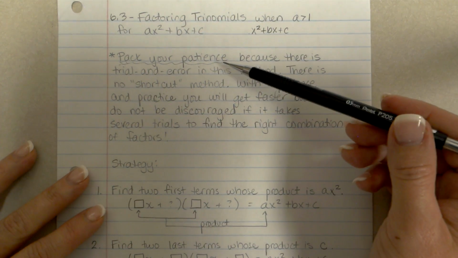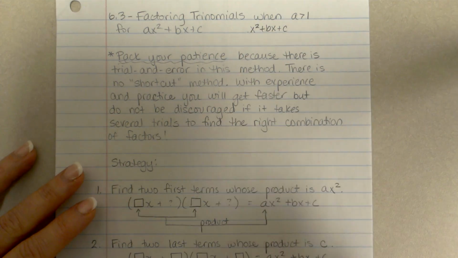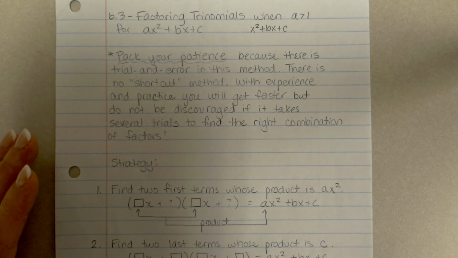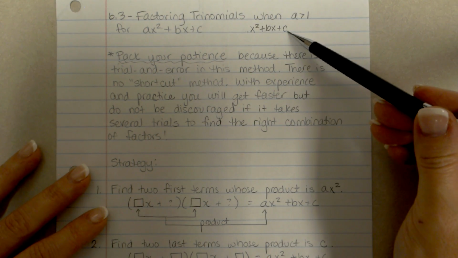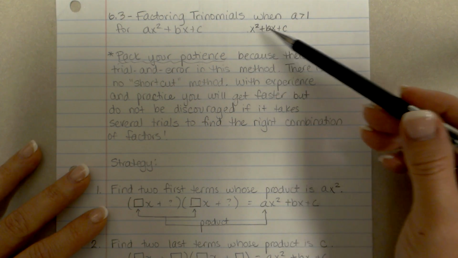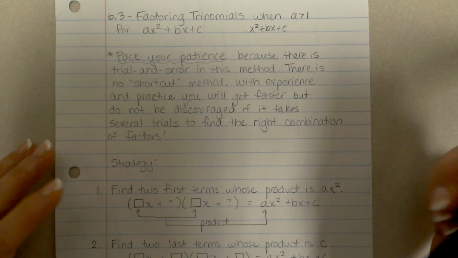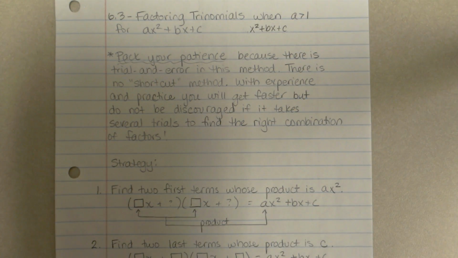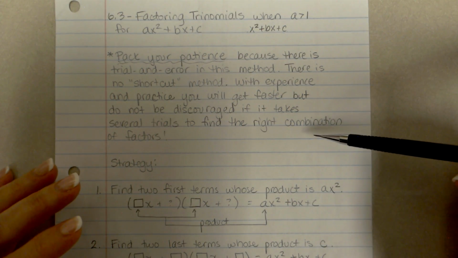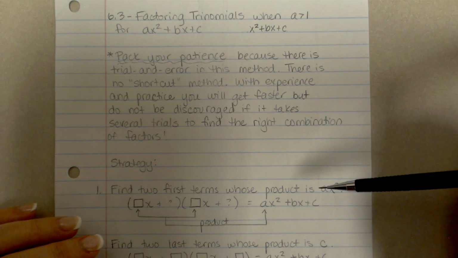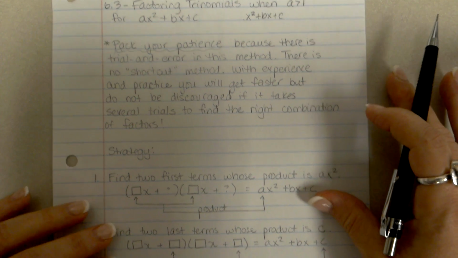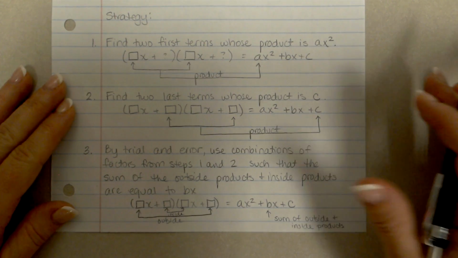Well, in this case, you've got to pack your patience because there's definitely a little bit more trial and error involved. We did a little trial and error before when we were trying to find the constant at the end, but when you have both the coefficient not being 1 and the constant not being 1, it just adds a little bit more steps. But don't stress, you can do it, okay? Don't be discouraged, because even the most experienced factoring mathematician will take a little bit of time to try various scenarios, okay? So basically here are the steps and the strategies.